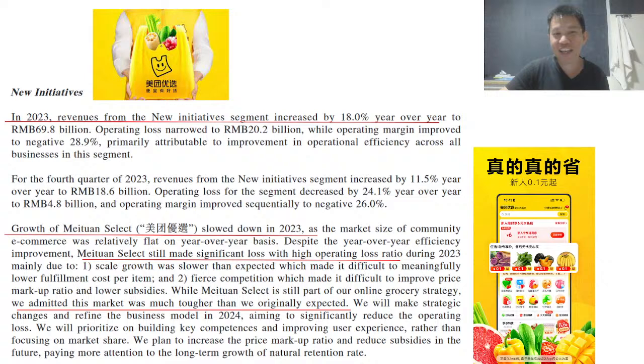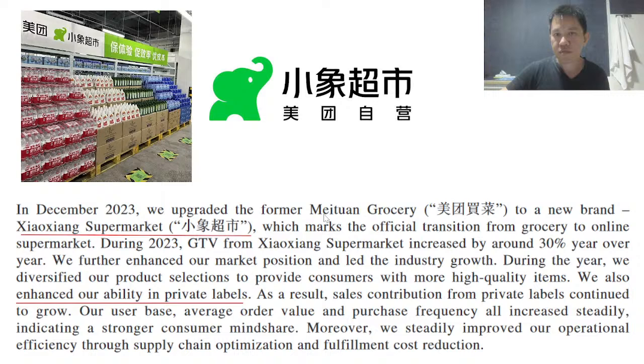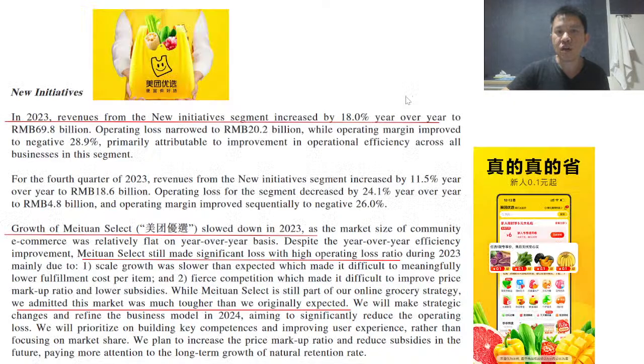So Meituan, their new initiative, they are changing strategy. They form Meituan Groceries, or Meituan Mai Cai. They will upgrade Meituan Mai Cai into 小象超市. 小象 means small elephant, so they change it to small elephant. Previously, their strategy was to partner with a lot of supermarkets that sell fresh food. They collect from the supermarket, then deliver to the customer.